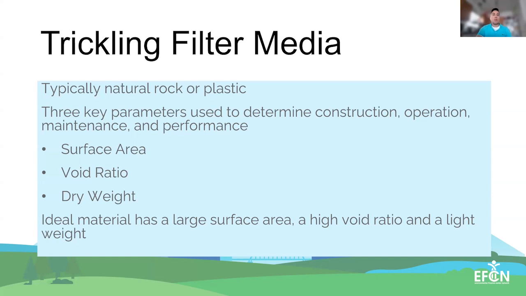Finally, the last parameter that we tend to look at for media is the dry weight. The dry weight is important because it influences the required containment structure needed to house the trickling filter. Lighter media requires less costly infrastructure, and trickling filters using lighter media can be built taller and handle more efficient organic loads.